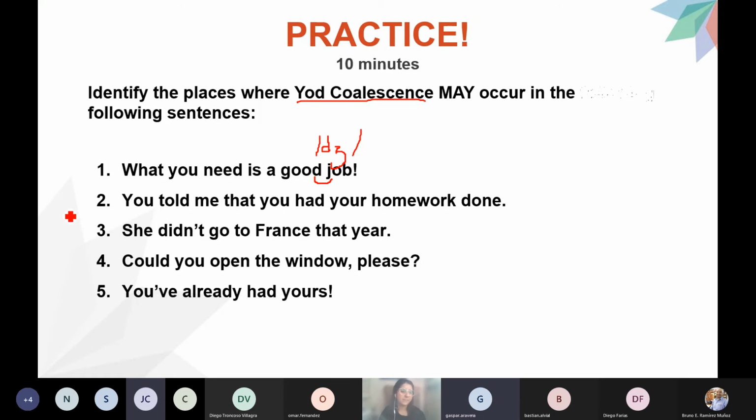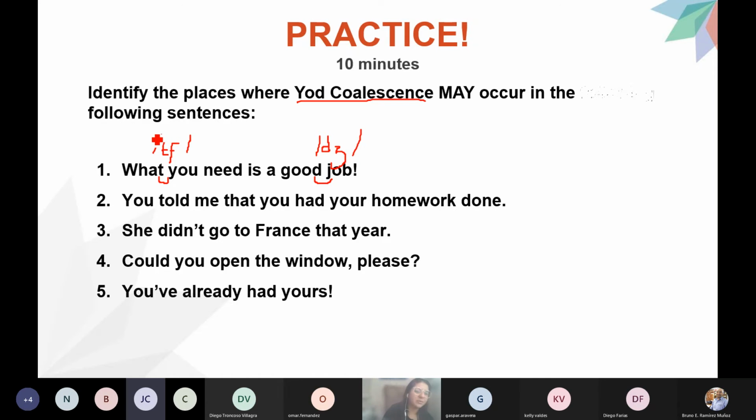I think that it's "only good job." Miss? Yes? I don't know if it's correct, but I think "what you." That's correct, Kelly. Thank you very much. It's "what you," without need. Yes, of course, it's without need, because this is happening between the boundaries of "what" and "you." Thank you very much, Kelly. Thank you very much, Gaspar.